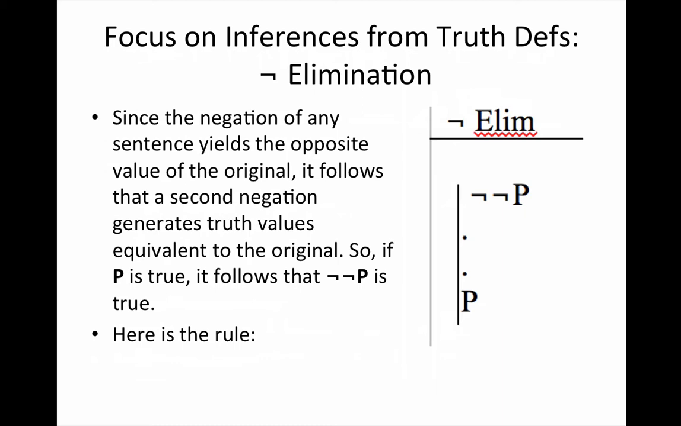In other words, we know that truth functionally, a double negated sentence is equivalent, truth functionally, to the sentence P. So double negation P is truth functionally equivalent to P. We don't see this rule come up too often, but it's a good rule to have when it does come up. When the opportunity to use it comes up, we want to employ it.